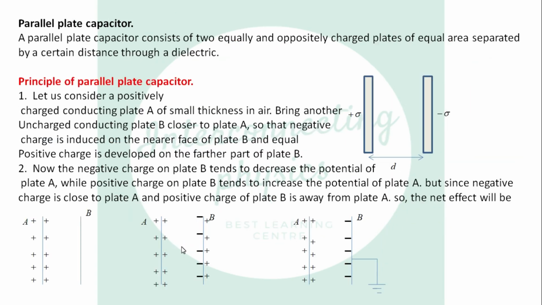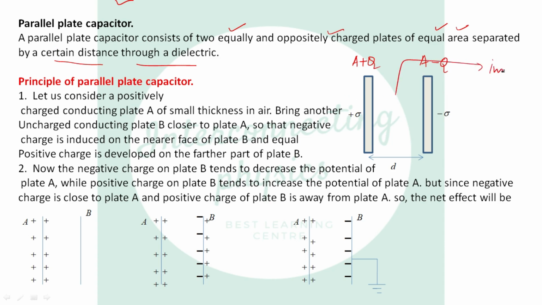Now, parallel plate capacitor. What is a parallel plate capacitor? A parallel plate capacitor consists of two equally and oppositely charged plates, of equal area, with equal and opposite charge, separated by a certain distance through a dielectric, which means the intervening medium is an insulating medium. That is called a parallel plate capacitor.